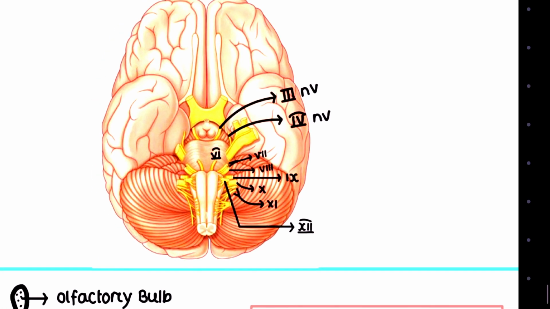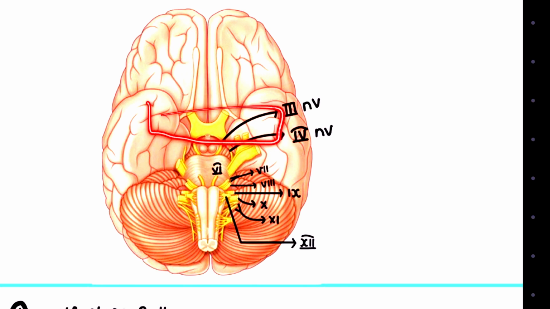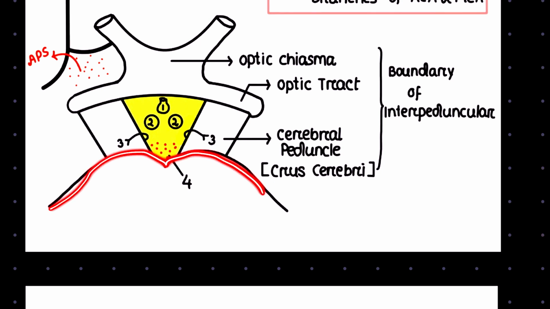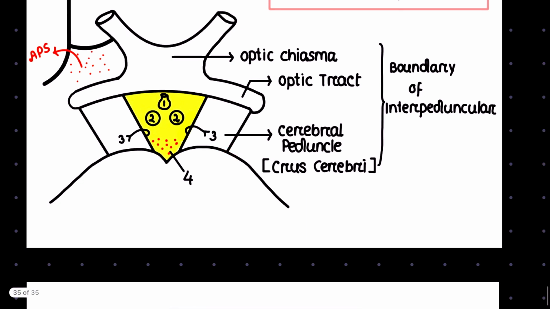Now let's focus on the cranial part of our brainstem. The same story again: this is the pons, and these are the cerebral peduncles. We have already said the third cranial nerve is a content of the interpeduncular fossa, and the fourth cranial nerve comes out dorsally. Now this is our interpeduncular fossa or space.